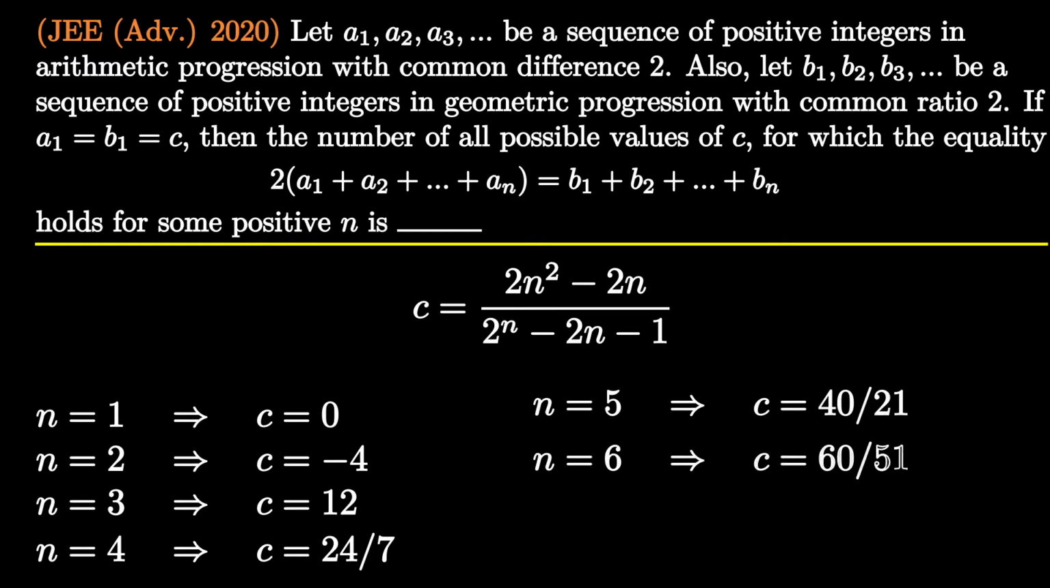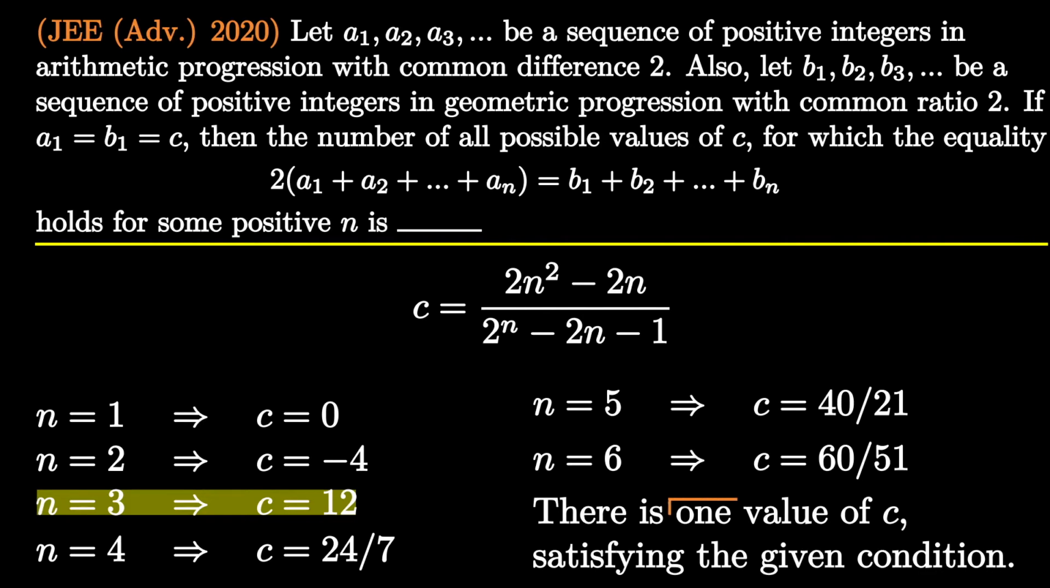So we simply find c for each of these 6 values of n. And we notice that n equal to 3 is the only value for which we get c, a positive integer. Therefore, there is only one possible value of c for which the given condition holds. Thus, the answer is 1. This completes the solution.